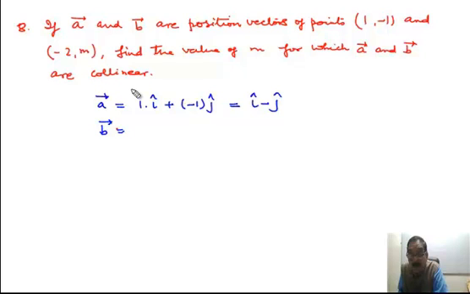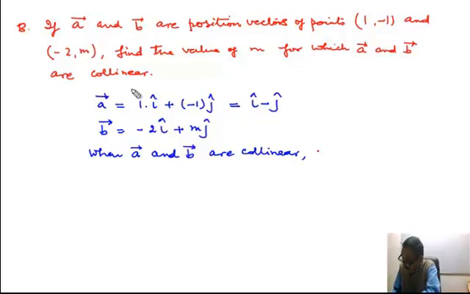Similarly, vector B, since it is (-2, m), can be written as -2i cap plus mj cap. Now, when A and B are collinear, then one vector can be written as lambda times the other vector. So we have been given A and B are collinear, and we have to find the value of m. When A and B vectors are collinear, then vector A will be equal to lambda times vector B. This is the condition which we have seen.